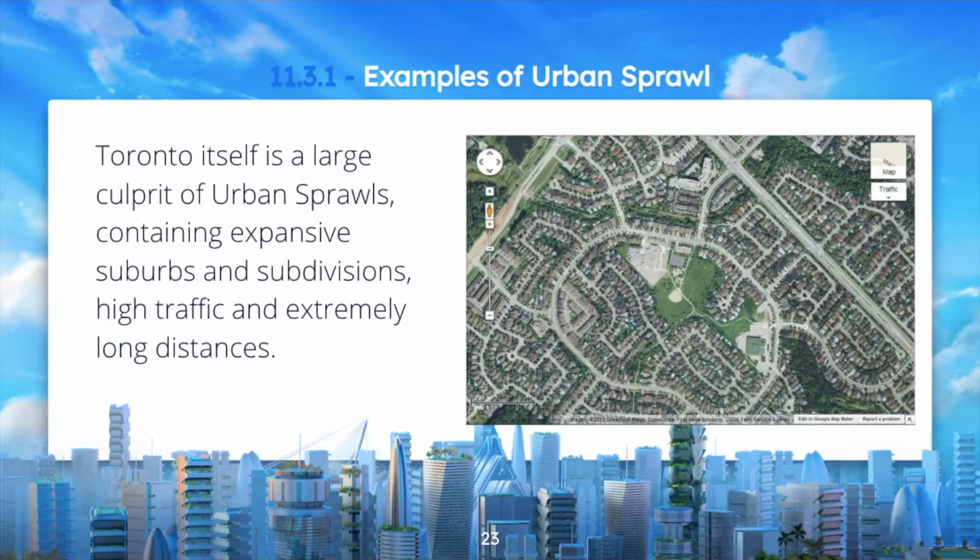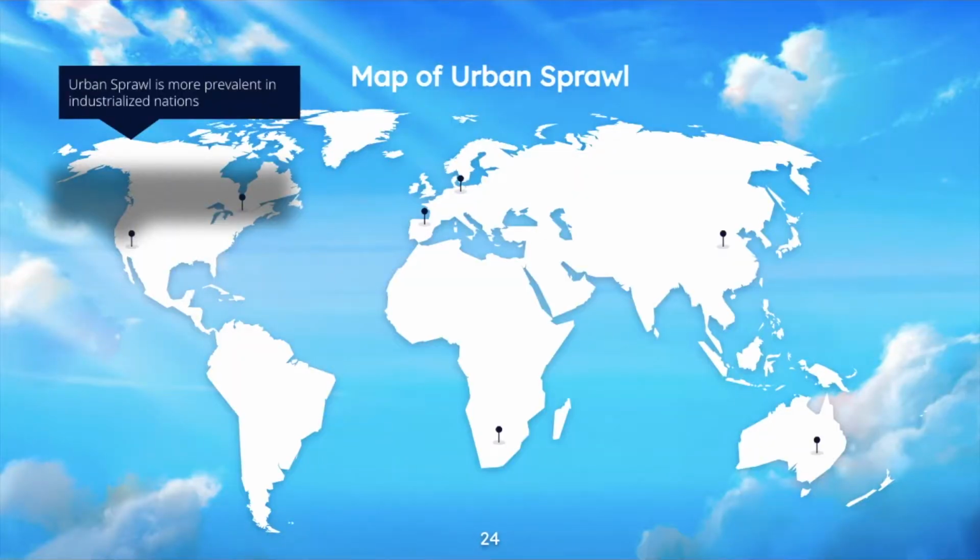So Toronto's actually a pretty good example of urban sprawl. Toronto has a lot of large neighborhoods and large suburbs that are spread across a wide region. Me, myself, I live in Vaughan, so I have to travel a long time to school. So that's a direct example of urban sprawl. And here's just a map of urban sprawl.